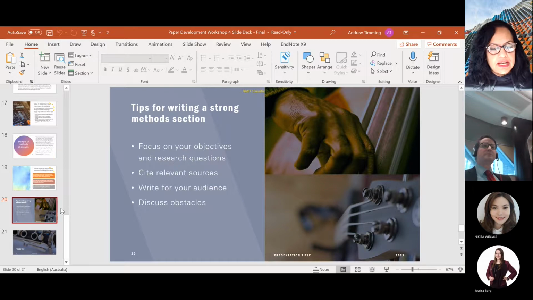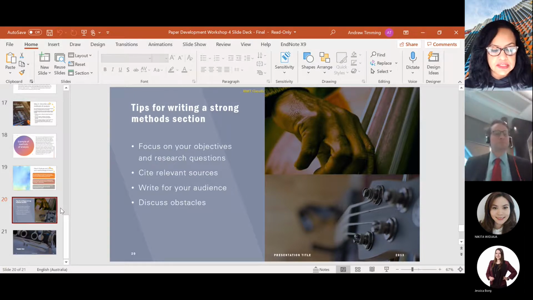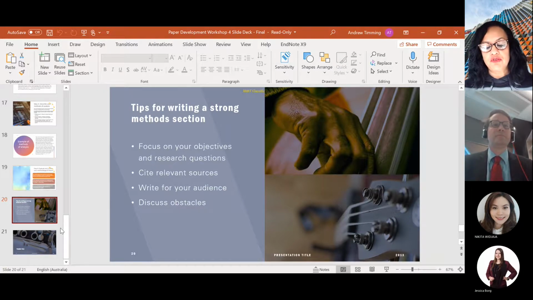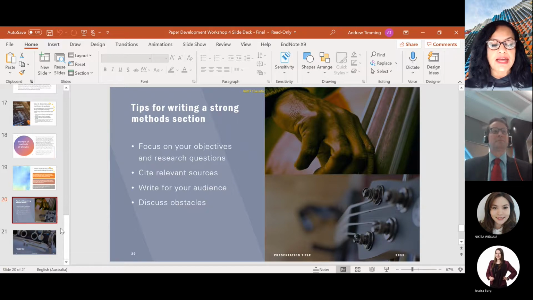So in a nutshell, some of the tips for writing a strong method section. For me, this has worked pretty well, so I just thought I would share this with you. Stay focused on your objectives and research questions. The methodology section should clearly show why your methods suit your objectives and convince the reader that you chose the best possible approach to answering your problem statement and research questions. Throughout this section, you should relate your choices back to the central purpose of your research.